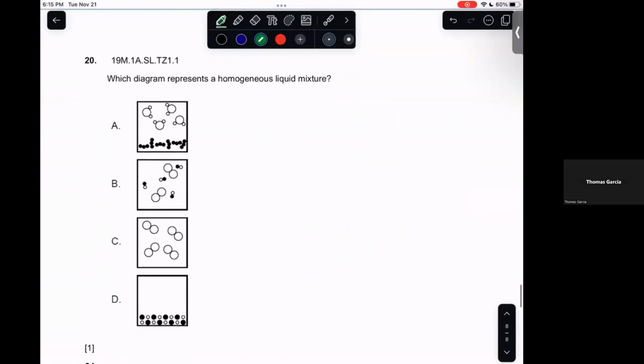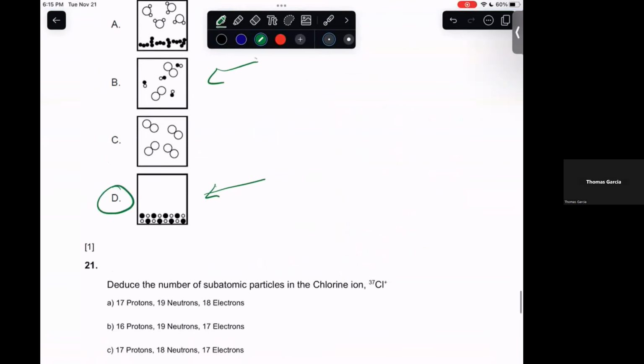Which diagram represents a homogeneous liquid mixture? So we have two homogeneous solutions. B is a homogeneous gas. D is a homogeneous liquid. I know that because the particles are on the bottom in D while they're floating around in B.